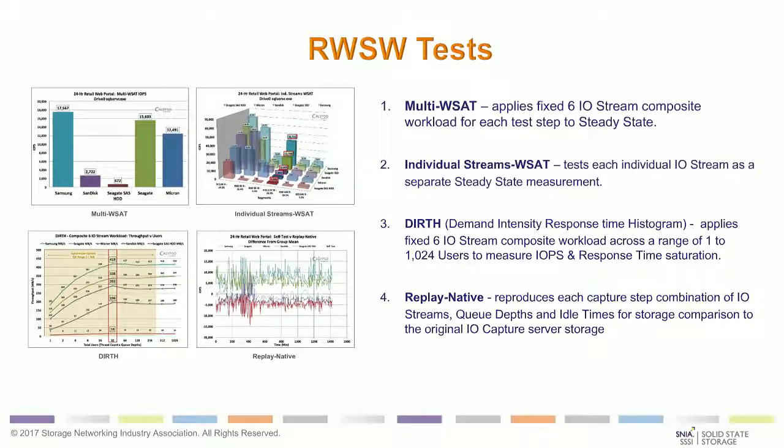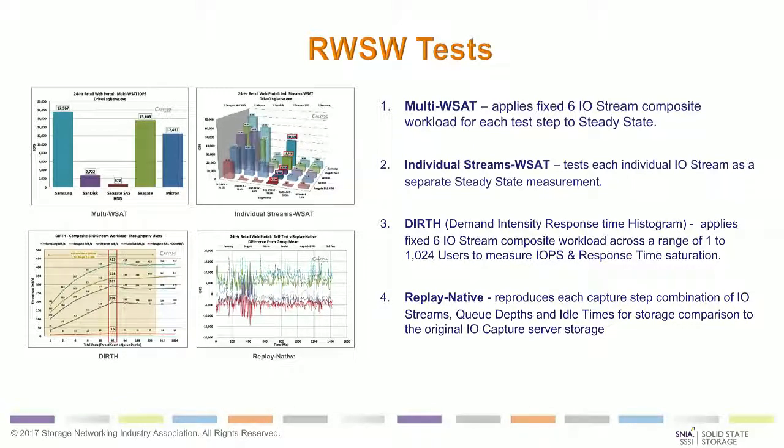You're going to see one where in the upper left, we call it a multi-write SAT or WSAT. This applies the 6 I/O streams together for every step of the test. So every second of the test is going to have the same 6 I/O streams applied to it, and you get a number.